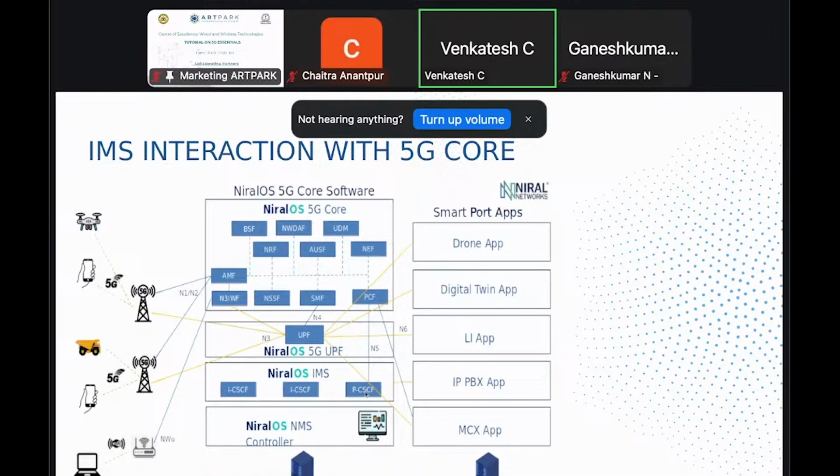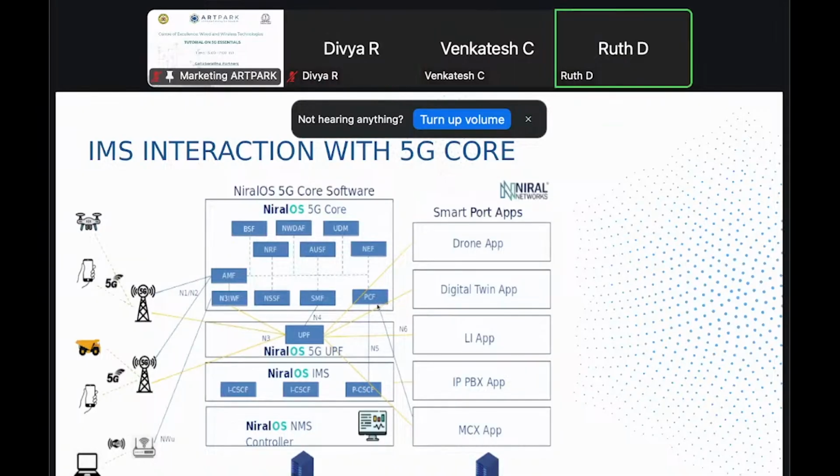the P-CSCF ensures the signaling is routed correctly, and then the PCF applies the policies to ensure the right quality of service is provided for that call. Finally, the media packets, like actual voice or video, that means the RTP packets, are transmitted through the UPF.